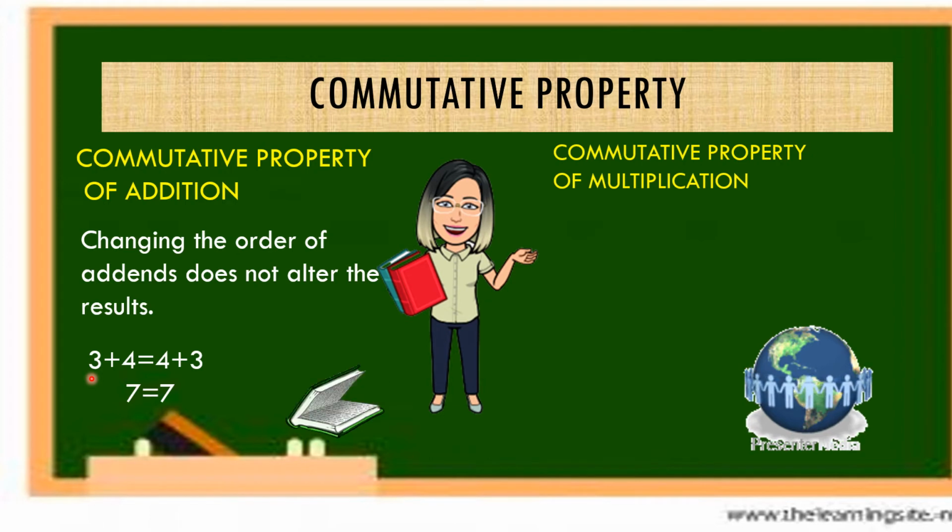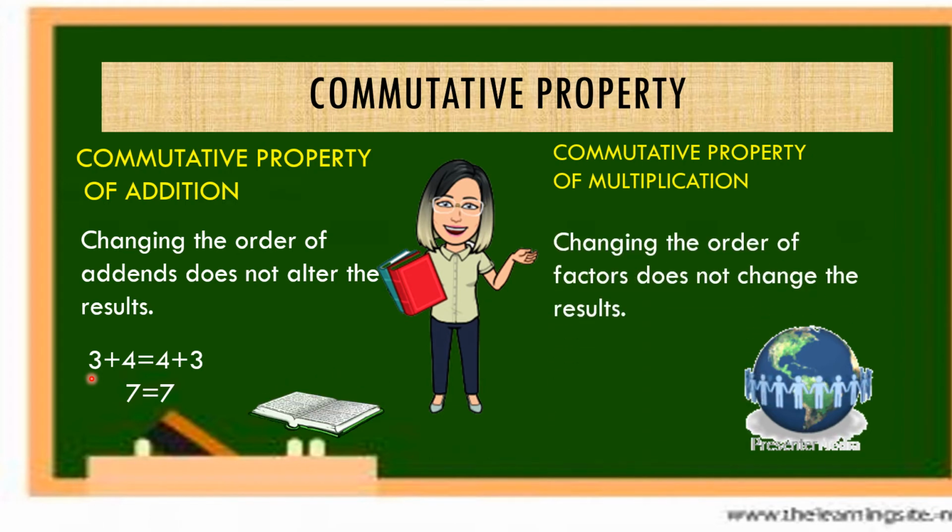We have commutative property of multiplication. Changing the order of the factors does not change the results. So if we multiply 3 times 4, the result is 12. If we multiply 4 times 3, the result is also 12. Kahit baliktarin natin ang posisyon ng mga numero pag tayo ay nag-multiply, hindi pa rin nagbabago ang resulta nito.